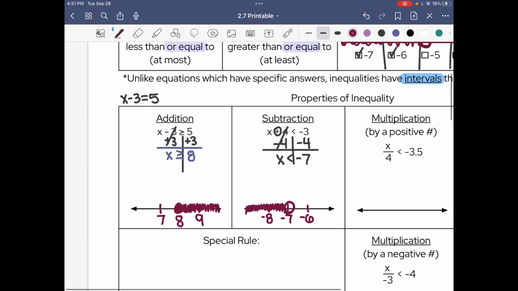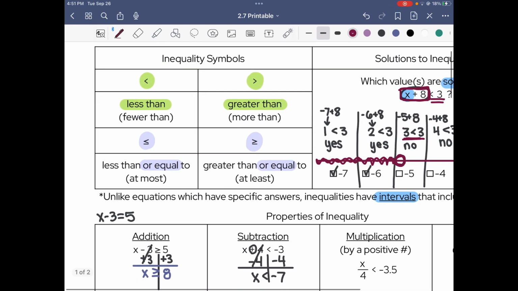Okay, here's what we're going to add to our notes. If you want to come up here and draw an open circle on the less than and the greater than, and a closed circle on the "or equals to" ones. That's how you decide. Any that says "or equal to" has to be a closed circle.